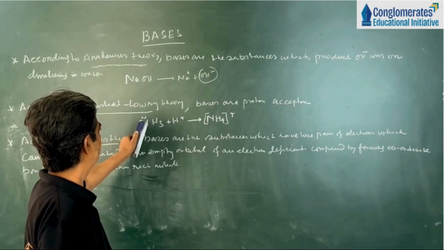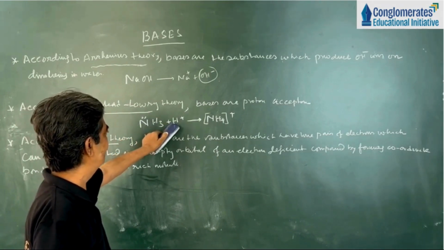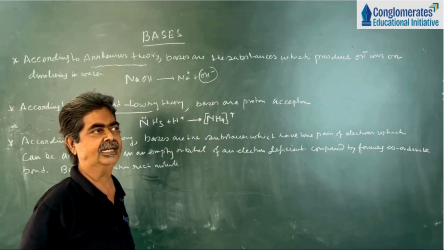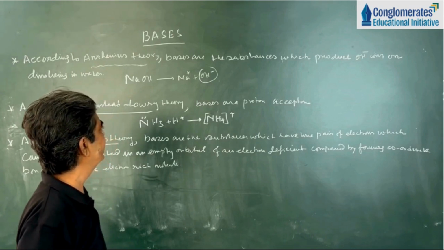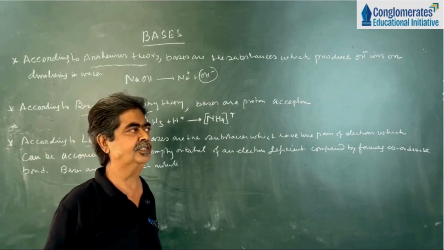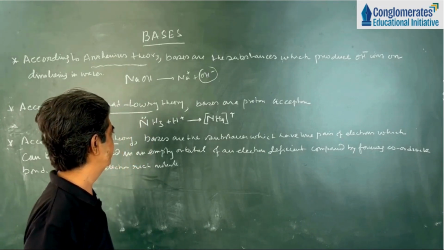Due to the presence of a lone pair of electrons, ammonia accepts H+ ion to form ammonium ion. So ammonia acts as a base because it accepts a proton according to Bronsted-Lowry theory.